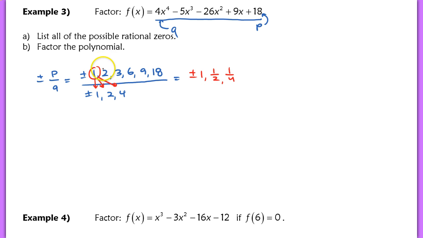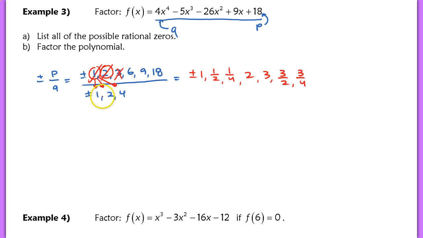I move on to 2 then. So I'm done with 1. Positive or negative 2. 2 over 2 gives me 1. That's a repeat. 2 over 4 gives me 1/2. That's another repeat. I'm done with that one. 3 over 1 gives me 3. 3 over 2 is a new factor, a new rational zero. 3 over 4 is another new rational zero, and then I'm done with 3.